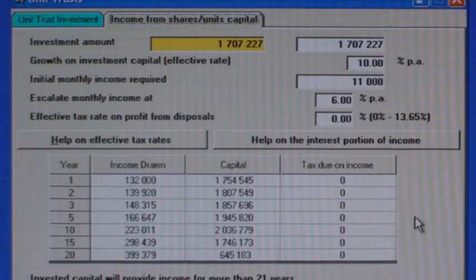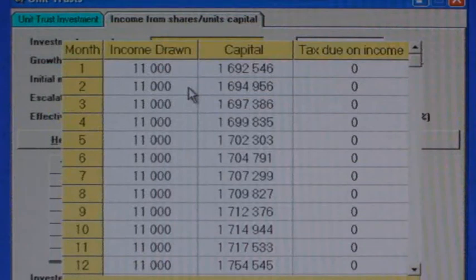The table shows us that after paying us all this income, our capital will provide the inflation-linked income for over 21 years. In fact, if we open the amortization window, this table shows us everything on a monthly basis. Looking at the first month, we can see that after drawing 11,000 Rand income and after adding 1/12 of the nominal value of the growth rate and adjusting for trail fees, we are left with a capital of 1.692 million.